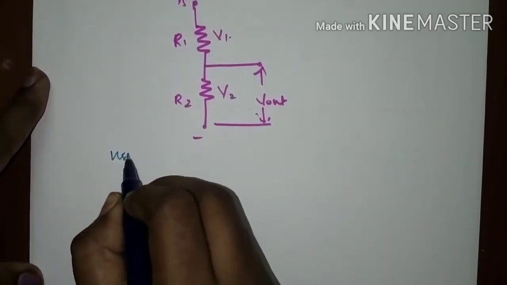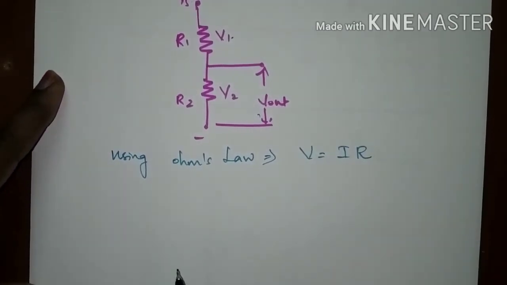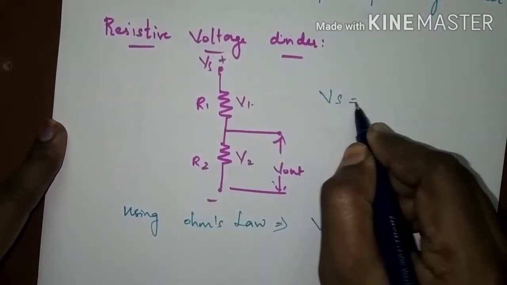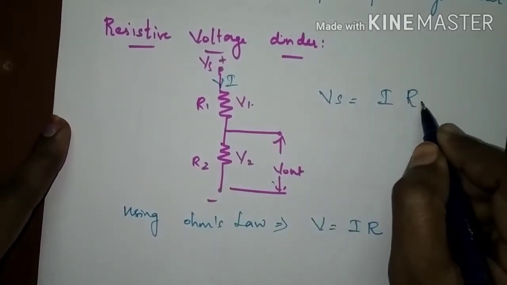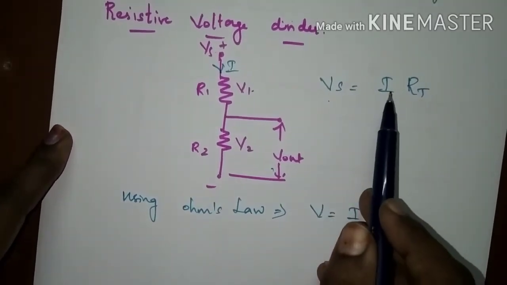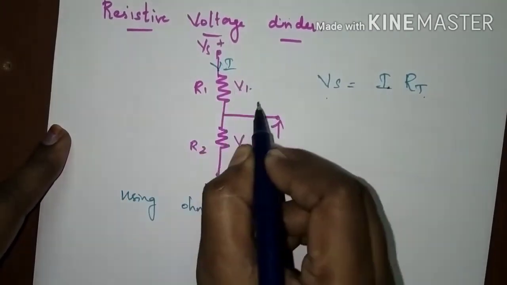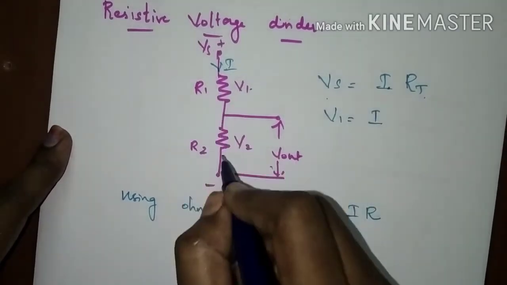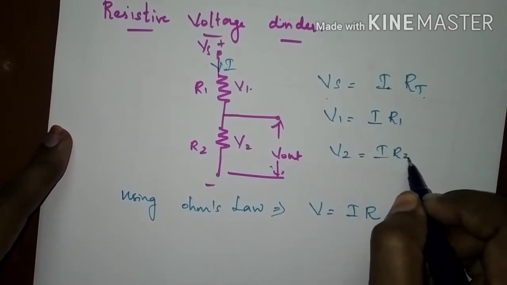Using Ohm's law, voltage would be equal to the product of current and resistance, right? We are giving an input supply voltage of Vs, so the supply voltage would be equal to the current I flowing through the circuit times the total resistance RT, or R equivalent. So each resistance would have its own drop value. V1 would be equal to I into R1, since current is the same in a series circuit, and V2 would be equal to I into R2.